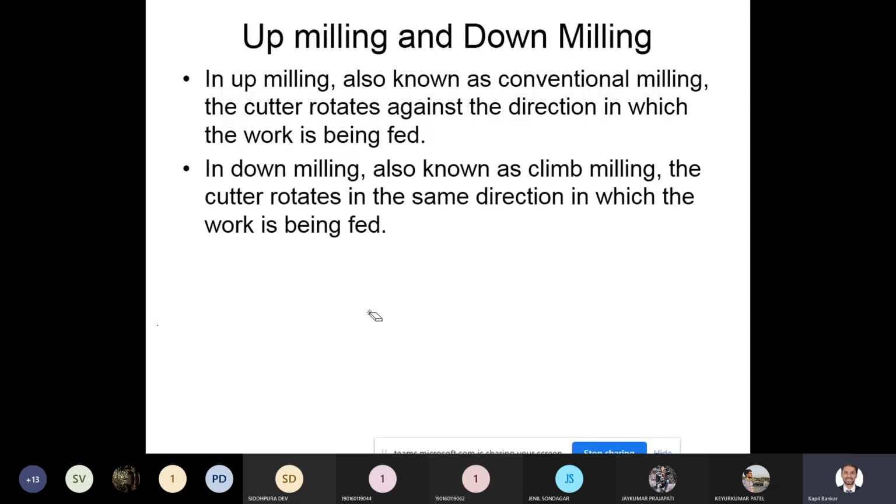While in up milling, what happens? The directions of the cutter and workpiece are opposite. So this is known as up milling and down milling. Up milling is also known as conventional milling, and down milling is also known as climb milling.